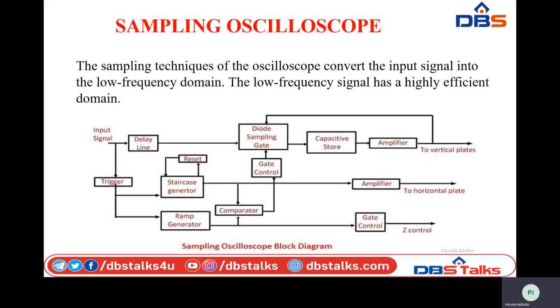Then it is handed over to the vertical amplifier. After strengthening the signal, it is fed to the vertical deflection plate for adjusting the position. Similarly, in the horizontal section, there is the staircase generator.